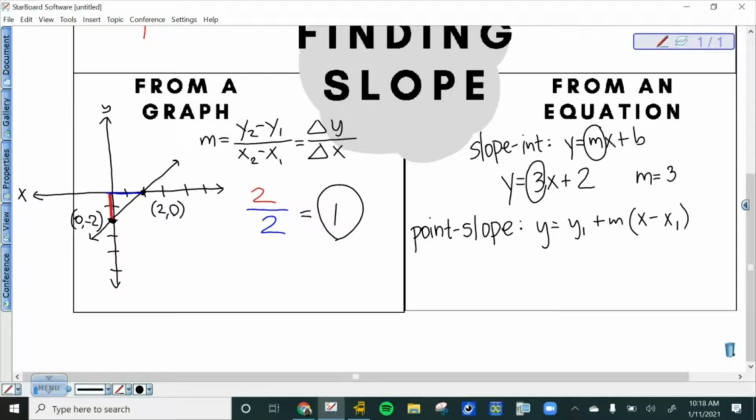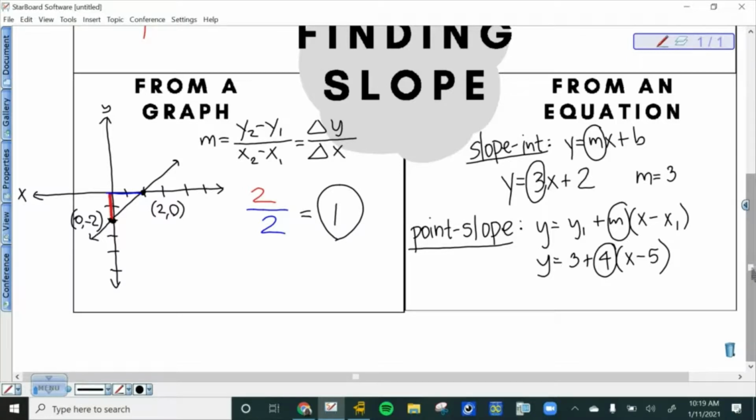And what's my slope here? What letter stands for slope? Yeah, m. M again. So if I have the formula y equals 3 plus 4 times x minus 5, what is my slope? 4. Yeah, it's this number right before the x. Okay, so we just covered slope-intercept and point slope form, how to identify the slope from these equations.